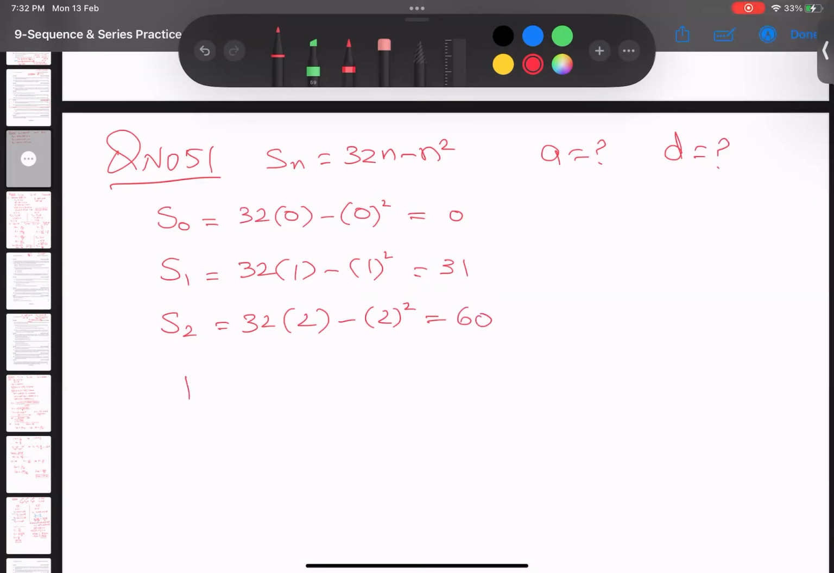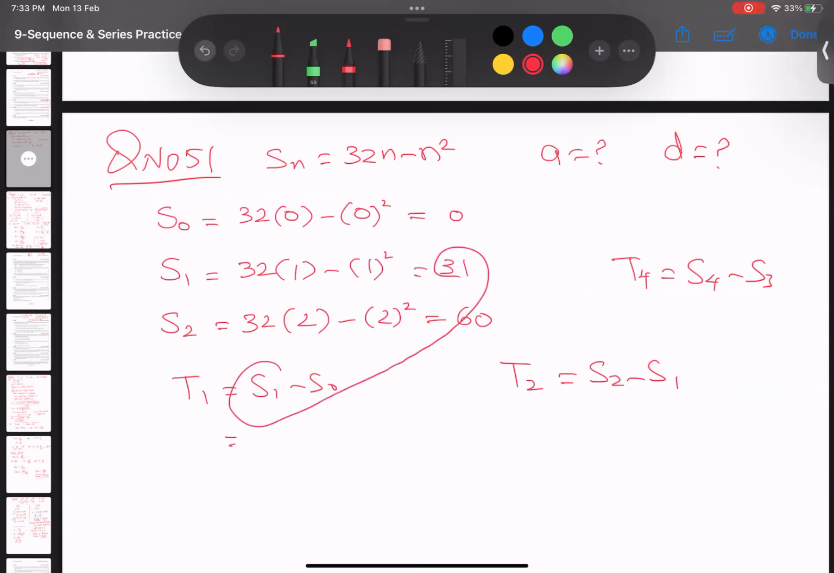If I'm looking for T1, what is the formula? S1 minus S0. If I'm looking for T2, S2 minus S1. The basic formula is that this number is always the same and this number is 1 less. Similarly, for the fourth term, S4 minus S3. I hope the point is very clear. So S1 is 31, and S0 is 0, so the first term I'm getting is 31.